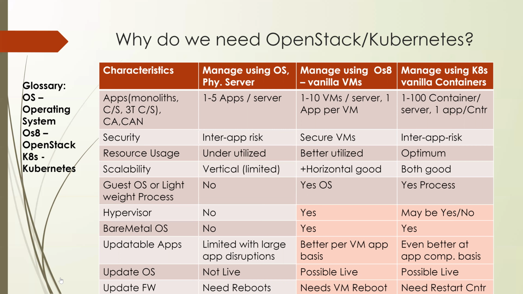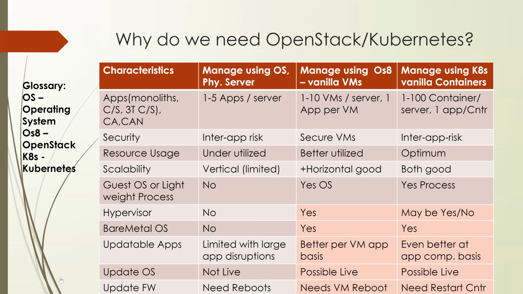But here in the physical server, there is only one to a few applications. So you can see the scales are different. Security level is different. Resource usage is underutilized in physical, better utilized in VM, optimized in the same way. Scalability in physical is vertical and limited.